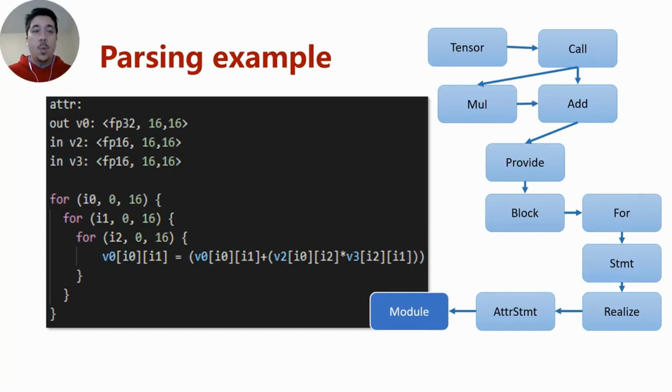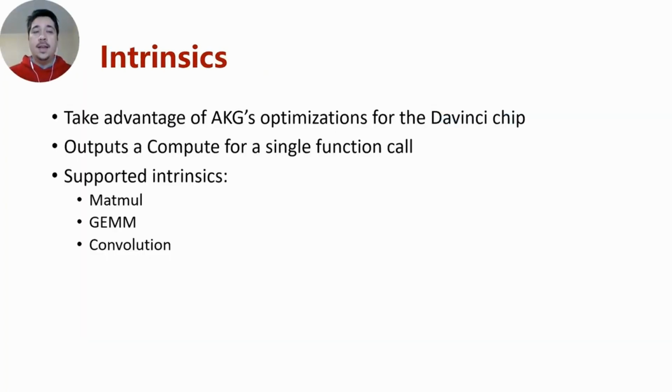The other additional thing that we have is the intrinsics. Since we are using AKG, we wanted to take advantage of optimizations that we already know improve performance by maximizing data locality and throughput on the DaVinci chip. With this in mind, in this project, we support the use of a number of intrinsics for which we apply dimension optimization.